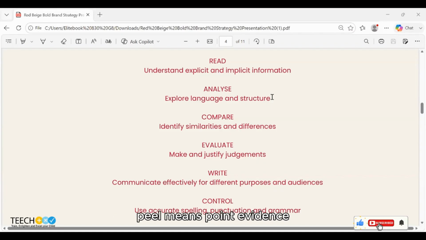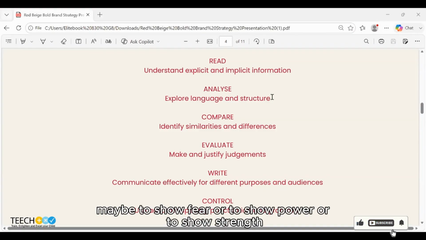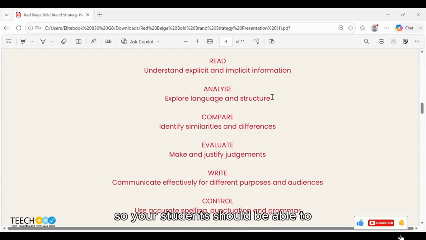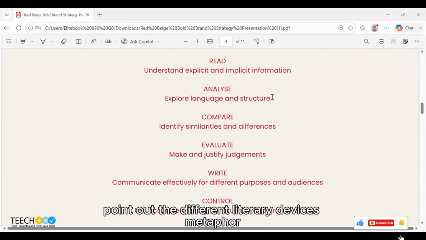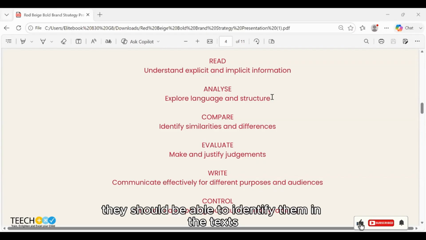So what is PEEL structure? PEEL means point, evidence, explanation, link. So an excerpt from a text has been given to them, and they're asked, how does the writer use language to show maybe fear, or power, or strength? Your students should be able to point out the different literary devices: metaphors, personification, similes, hyperbole, repetition, alliteration, and all of those things. Rhetorical questions, all those are structural devices, and language devices as well. They should be able to identify them in the texts.